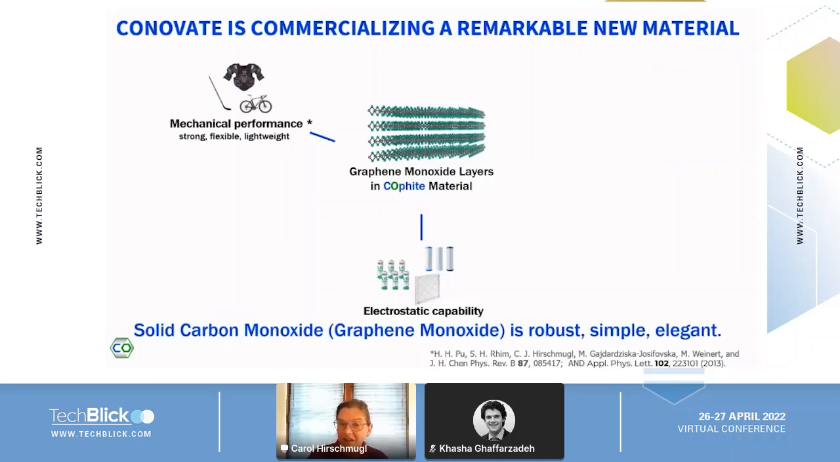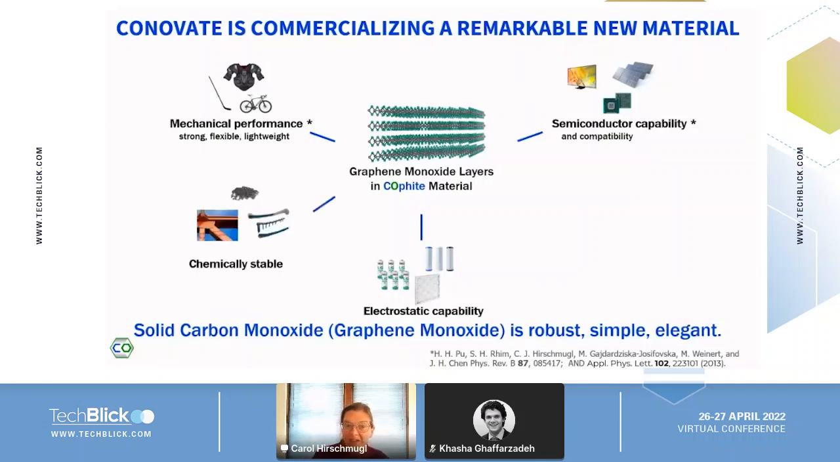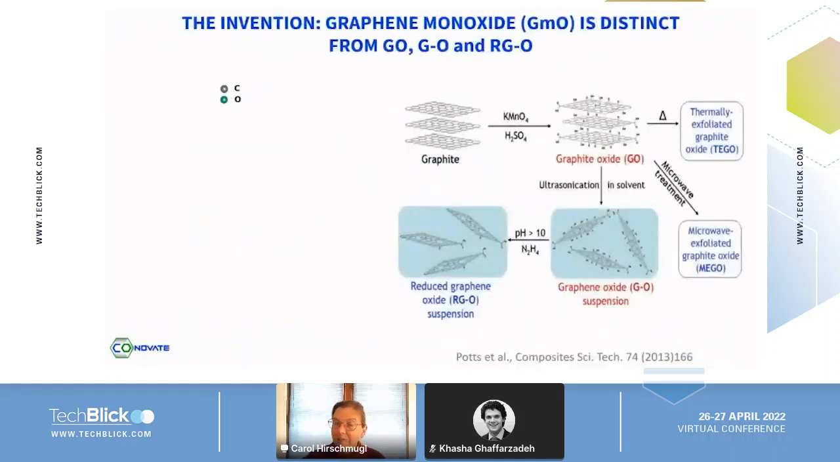So this material has its electrostatic capability, but it also has predicted mechanical performance: strong, flexible, and lightweight. It's a semiconductor naturally. It is chemically stable and also has high thermal conductivity. All in this paper referenced at the bottom. So it's a simple, robust, and elegant material. But today I'm going to talk a lot about the battery applications.